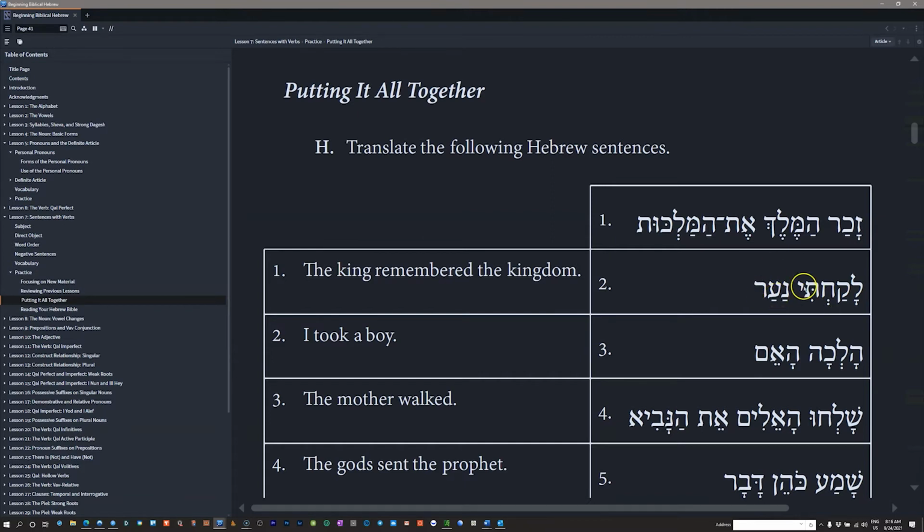If it's the direct object, why doesn't it have et? It doesn't have et because it's not definite. Et is not always there for the direct object. It's only there when the direct object is definite. All right, so what that means is this: because it does not agree with the verb, it can't be the subject, but it can be the direct object.